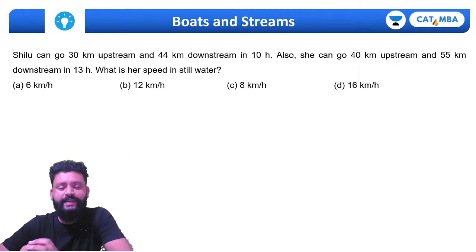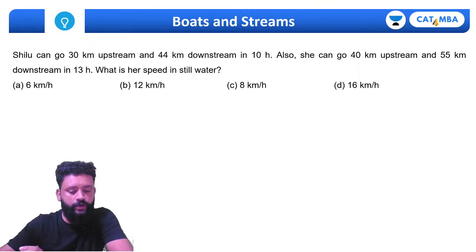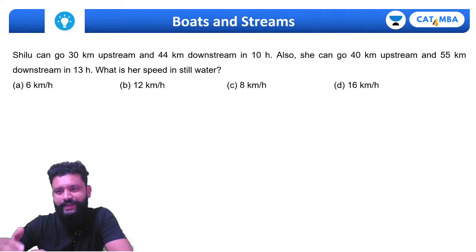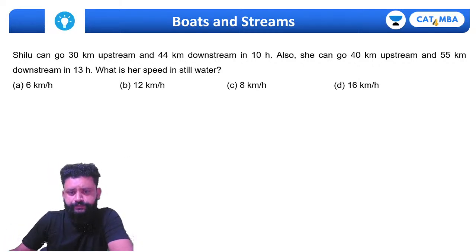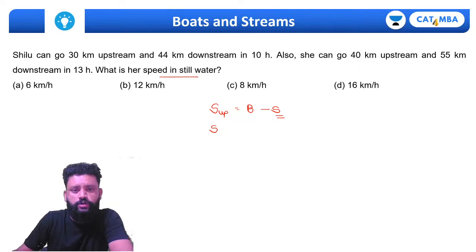Shilu can go 30 kilometer upstream and 44 kilometer downstream in 10 hours. Also, she can go 40 kilometer upstream and 54 kilometer downstream in 13 hours. So we can assume speed upstream is boat speed minus stream speed. We are supposed to calculate the value of s, the speed of the stream in still water.